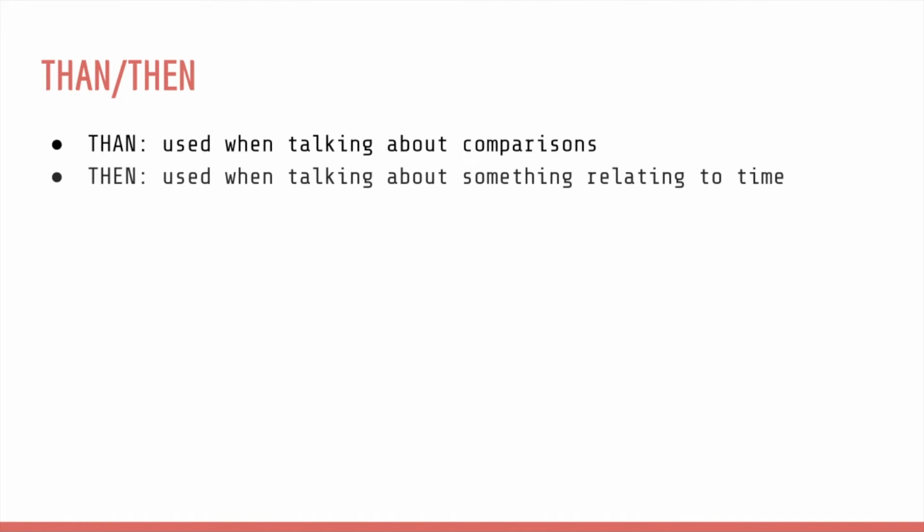Next one is than and then. This is a very common mistake that people make. This is probably the second most frequent that I've seen y'all mess up on, but it's perfectly fine. Remember, practice makes perfect. That's why we're doing this. So the first one, than, is used when talking about comparisons. If you're comparing two things, you're going to be using the word than with an A. Then is used when talking about something relating to time, okay?